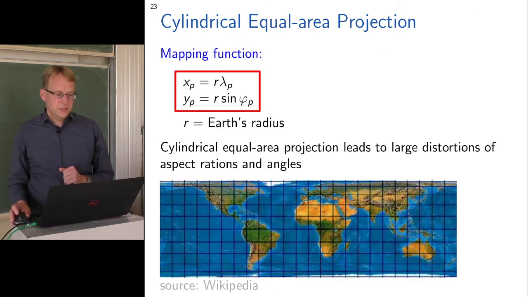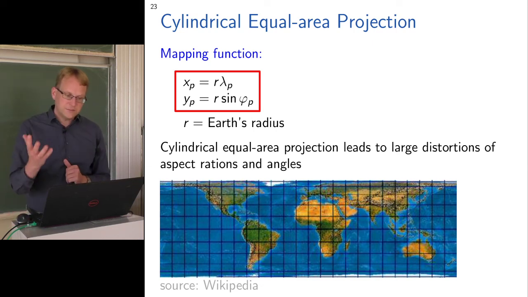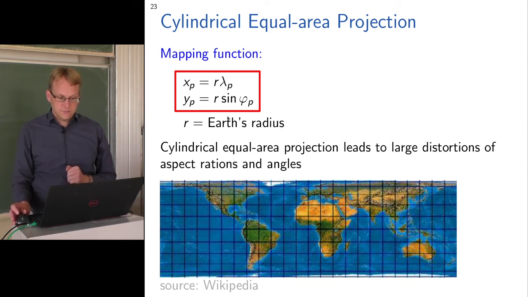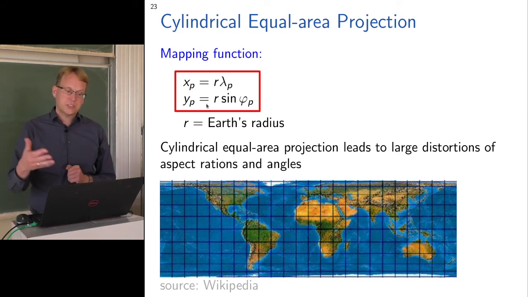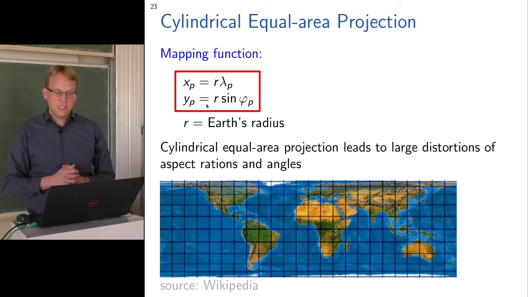So again, here you can see the result. This x equal to r times lambda, that is true, of course, for every cylindrical projection. But this second equation here, that is what we have found ourselves with our approach, given this information that we want an area preserving projection. That's how we got there. So y is equal to r times sine phi. And if we apply that to the whole Earth, you will get a picture like that. You can see actually that the distances between these lines of equal latitude get smaller and smaller towards the poles.